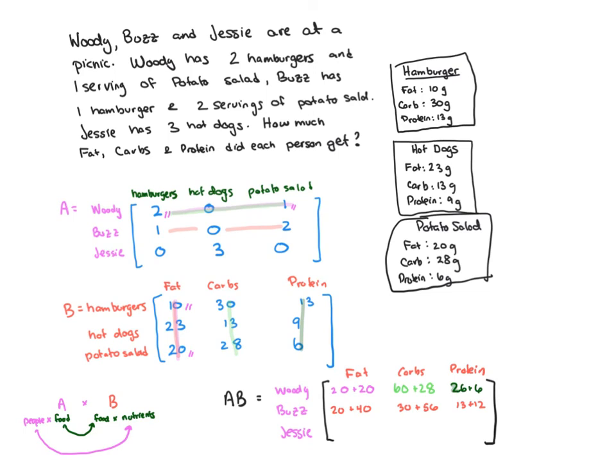And then we can go on to Jessie. So for Jessie, I'm looking at my last row here, and I need to multiply that by each of these different columns. So if I do last row, first column, I get 23 times 3, and 0 times the other things. Last row, second column, 3 times 13, and last row, last column, gives me that 3 times 9. So I could calculate out all of these different numbers to figure out the nutrients per person.